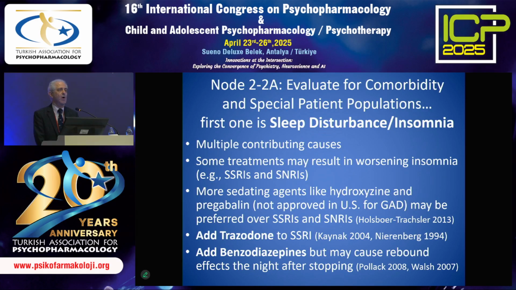And for people like that, you may want to use more activating, more sedating agents that can work for GAD, like hydroxyzine and pregabalin. I might point out that pregabalin is not approved in the United States for GAD, but it is approved in Europe and some other places. So those might be preferred over the more standard recommendations of SSRIs and SNRIs if they need something more sedating. The other option is trying to manage the sleep problems from the SSRIs with adding something sedating. Trazodone has 2 controlled studies, adding it to an SSRI for insomnia, showing efficacy.